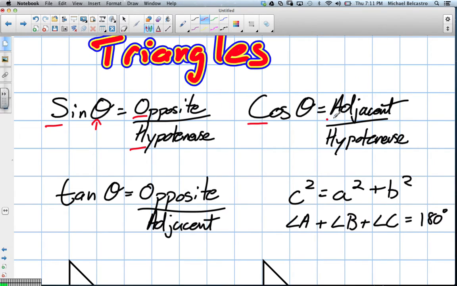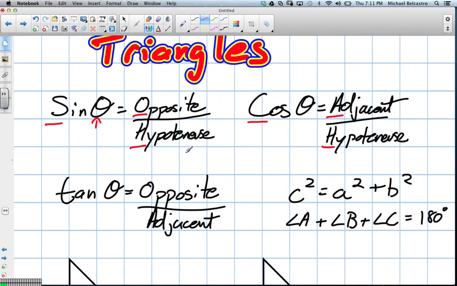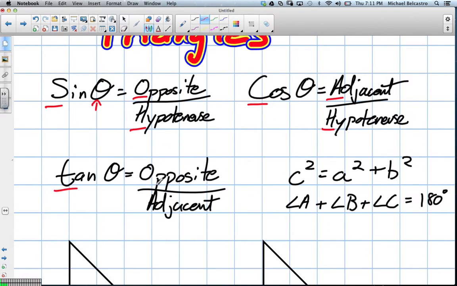CAH, same idea. Cosine theta is equal to the adjacent over the hypotenuse. And finally, TOA: tan theta equals opposite side over adjacent. Okay, some great things to remember.